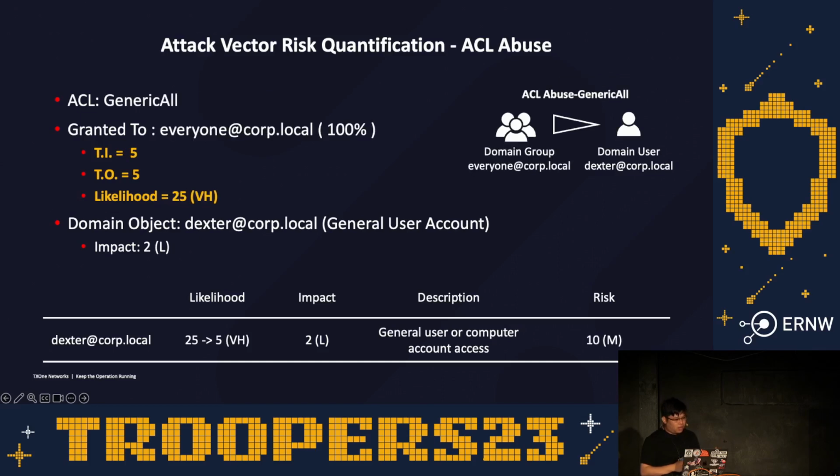But next, we find that the domain group Everyone has a GenericAll right to the domain user Dexter. So everyone in the domain is 100% for threat initiation, and threat accuracy is 5, so the likelihood is 25. But Dexter is still a general user account, so the impact will be 2. So we get the risk as 10 here.